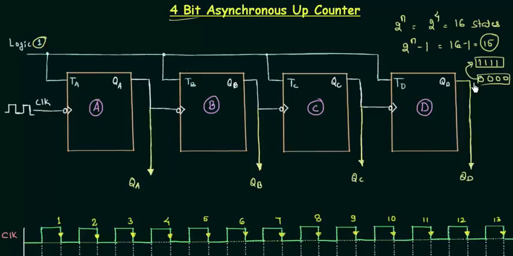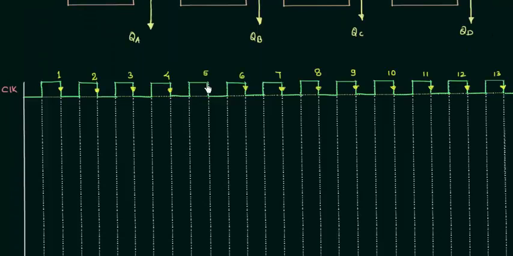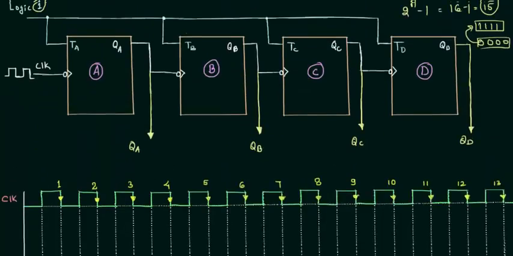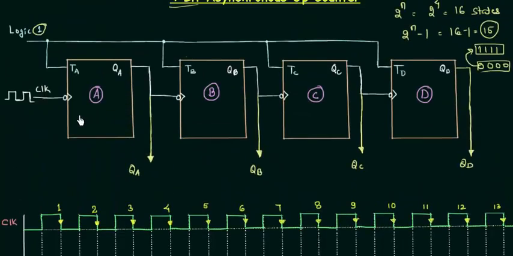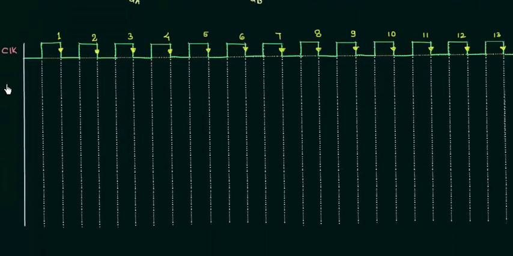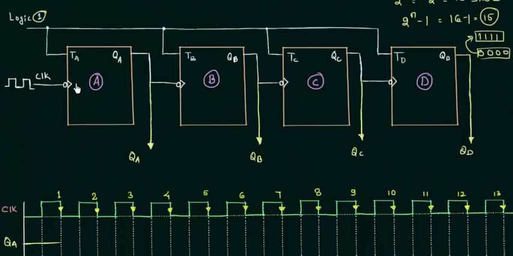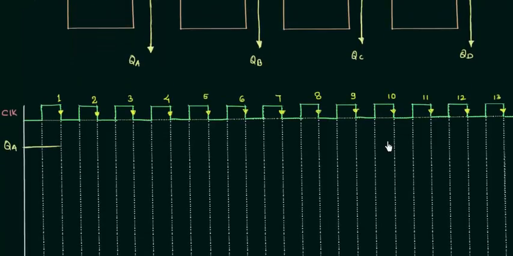Let's see how the waveform looks for this arrangement. I have drawn the clock, and the clock is the external clock that we are giving to the A flip-flop, and as logic 1 is given to TA, definitely we have toggling, and we have to find out QA. So let's find out QA first. Initially QA is 0 and it will remain 0 for the first falling edge. You can also see the flip-flops are negative edge triggered, so we have to consider the falling edges for the change, and we have toggling.